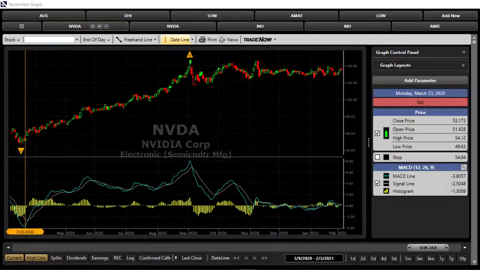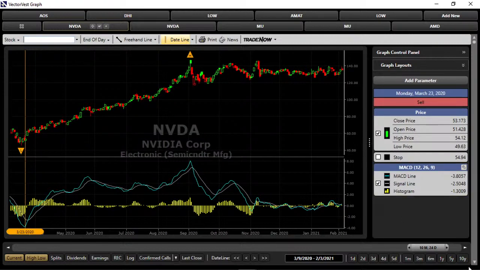Okay. So this is a chart of NVIDIA from March of 2020. Follow my cursor here. March of 2020 to about February of 2020. And this is a daily chart. I'm going to teach you guys how to use the MACD on both daily and weekly charts. And I'm going to show you the difference, and then you determine which frequency you want to use. I'm going to go through the pros and cons of both.